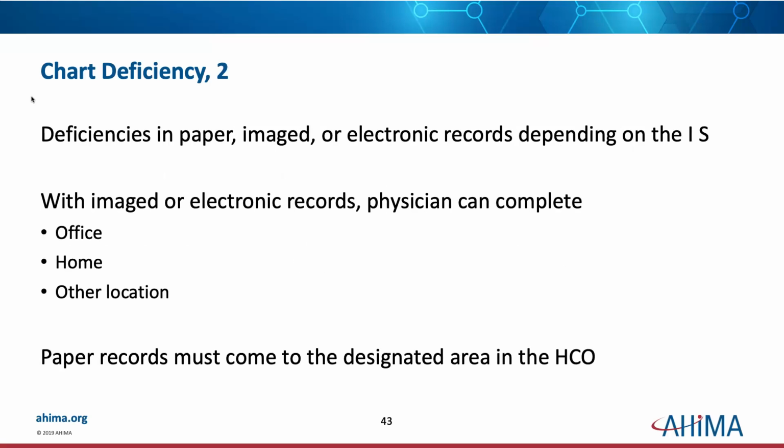Deficiencies can be paper, imaged, or EHR, depending on the information system. With imaged or electronic records, the physician can complete them from the office, home, or other location because it's all electronic. With paper records, they have to come to the designated area and sign. Now that's the way it used to be. Most paper records now are scanned and a deficiency is assigned electronically. It's very, very rare that you have a physician physically signing a piece of paper in most healthcare organizations. But it could still happen.